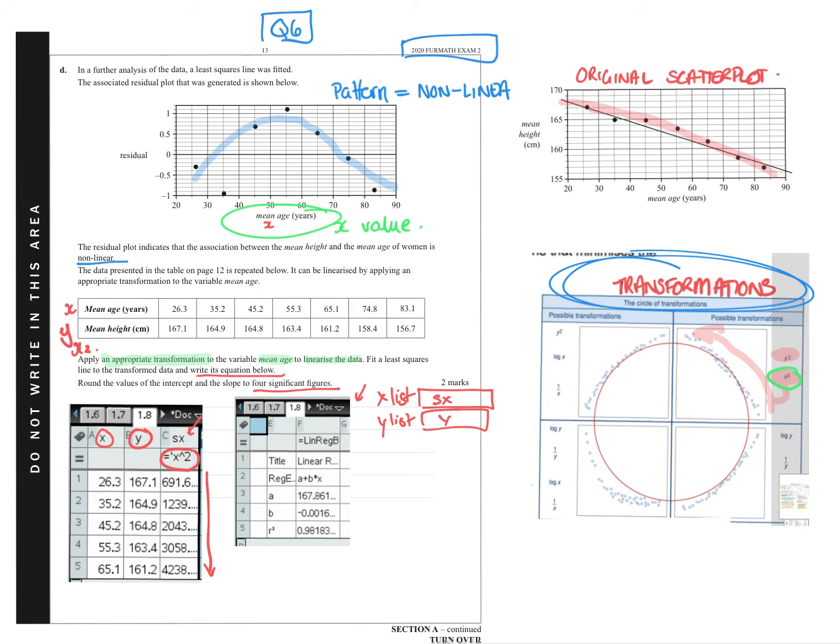Now you must write it out in terms of the variable name. So I'm going to say mean height in, and we'll just write centimeters, equals. Now we want the A to 4 significant figures. So here's A, 4 significant: 1, 2, 3, there's the fourth one. So I'd look at the fifth and it needs to go up. So it'd be 167.9, and then I've got to find the B, which is negative, and I can't quite see this on my screenshot of it, so I'll just check on the calculator what that was, because I don't start counting until I get to a non-zero.